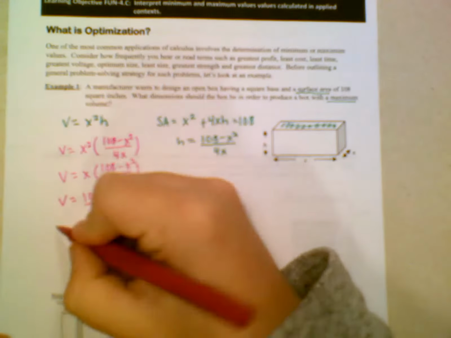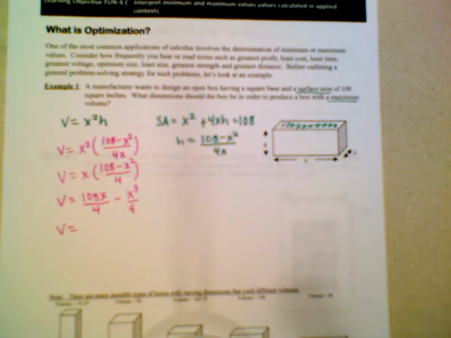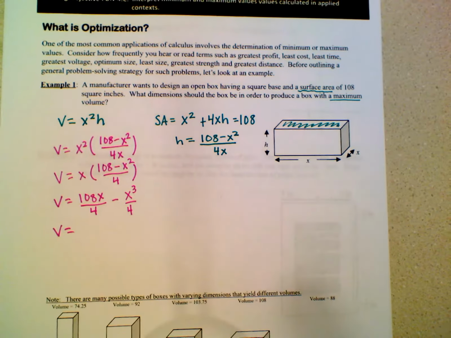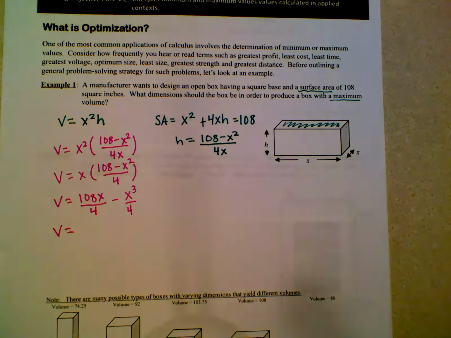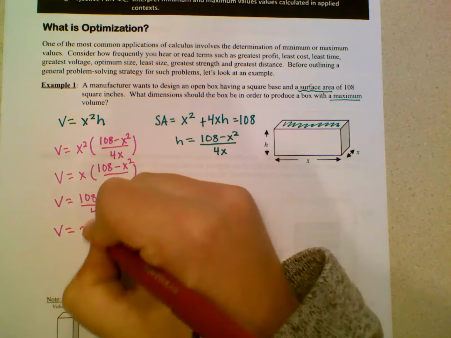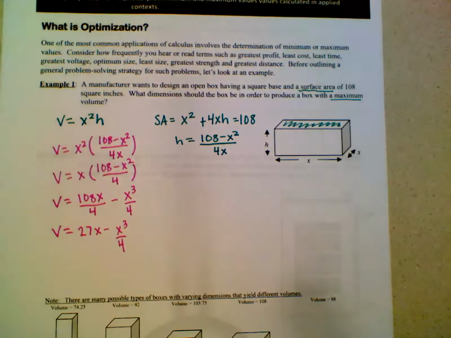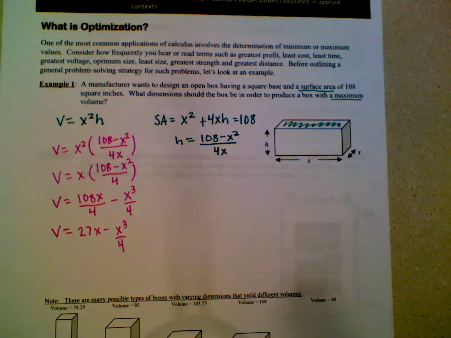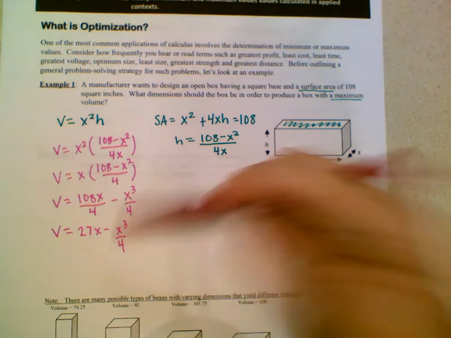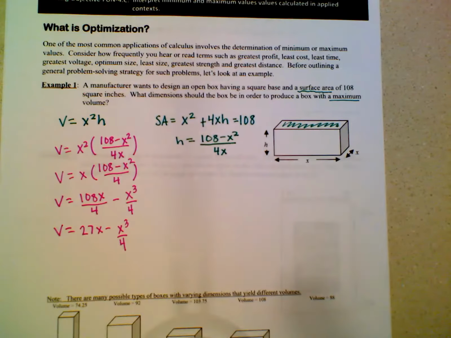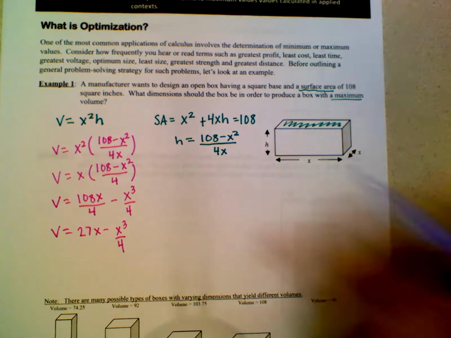And actually, there's one more thing we can do to simplify, right? 108 divided by 4 is, let me grab my calculator. I think it's 27, but I'm just going to make sure real fast. Yeah, 27. So (27x minus x cubed) over 4. All right, so we have our volume equation. We were just simplifying here. And now we have the simplest volume equation we can work with, and we're going to optimize this by taking the derivative.